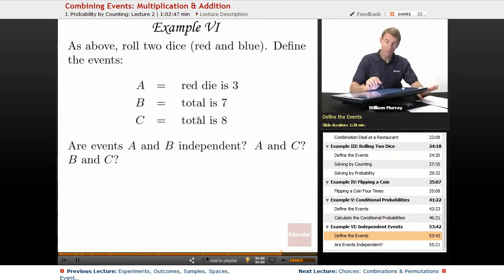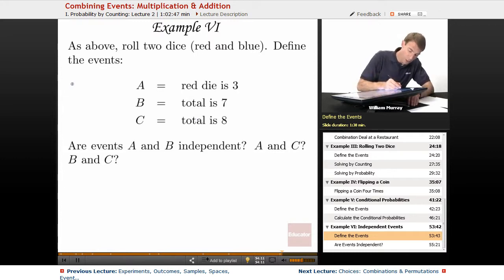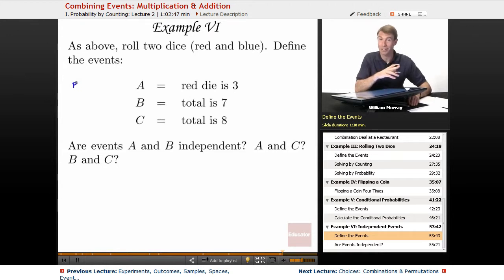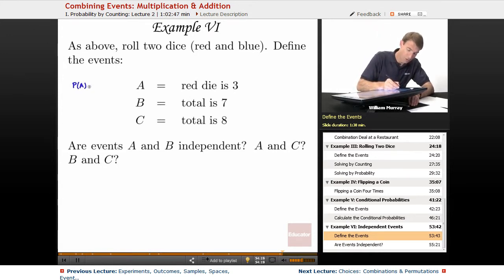We calculated the probabilities of each one. And in fact, let me go ahead and remind you what they were. If you don't remember how we got them, or if you haven't just looked at example 5, go back and check through example 5 and you'll see where all of these come from. The probability of A was 1/6. The probability of B was also 1/6. And the probability of C is 5 out of 36.